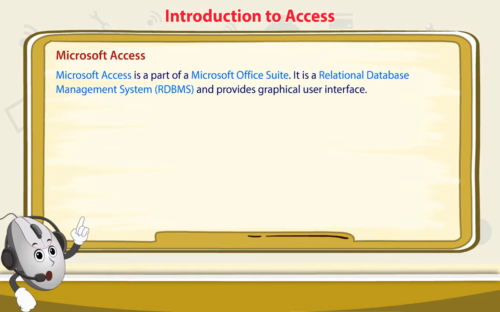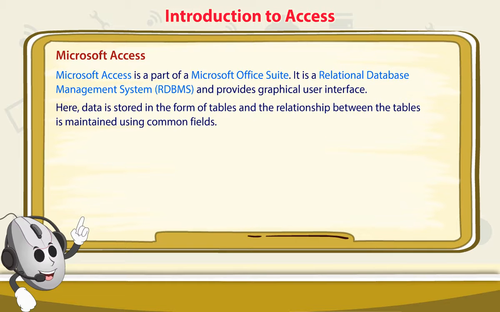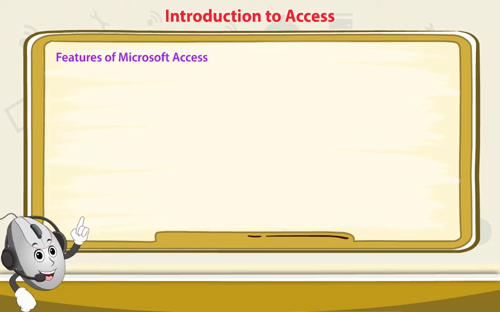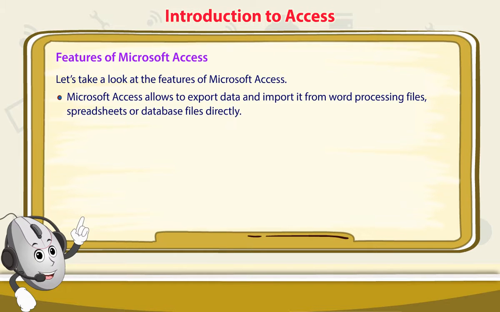Microsoft Access. Microsoft Access is a part of a Microsoft Office suite. It is a relational database management system, RDBMS, and provides graphical user interface. Here, data is stored in the form of tables and the relationship between the tables is maintained using common fields. It prevents duplication of data. Features of Microsoft Access. Let's take a look at the features of Microsoft Access.